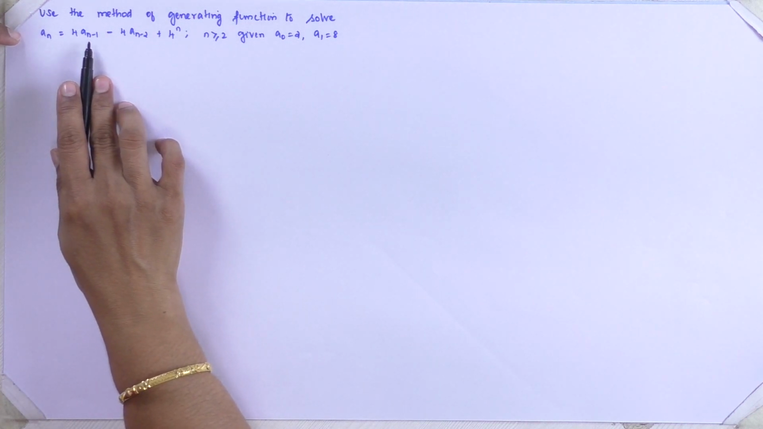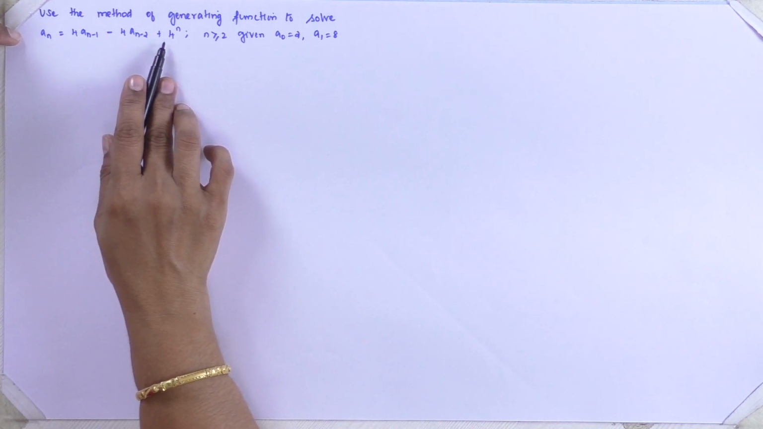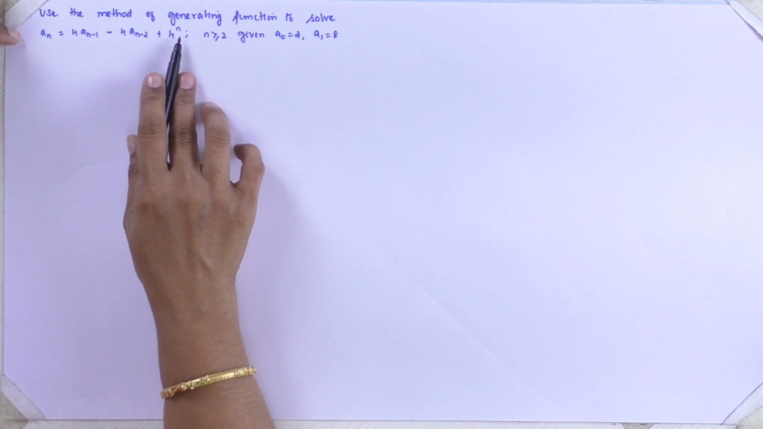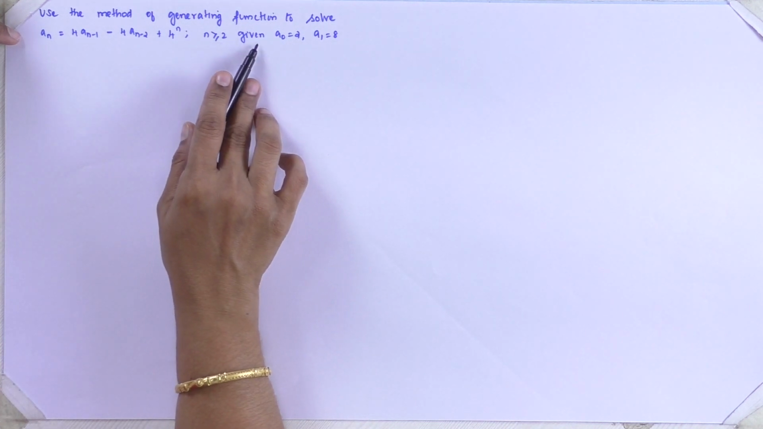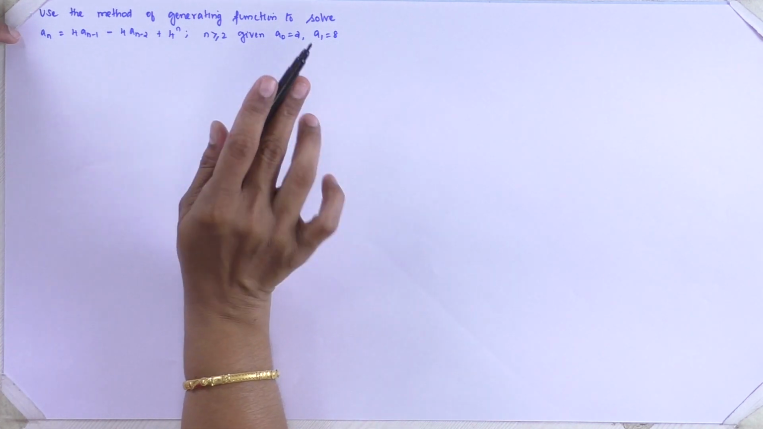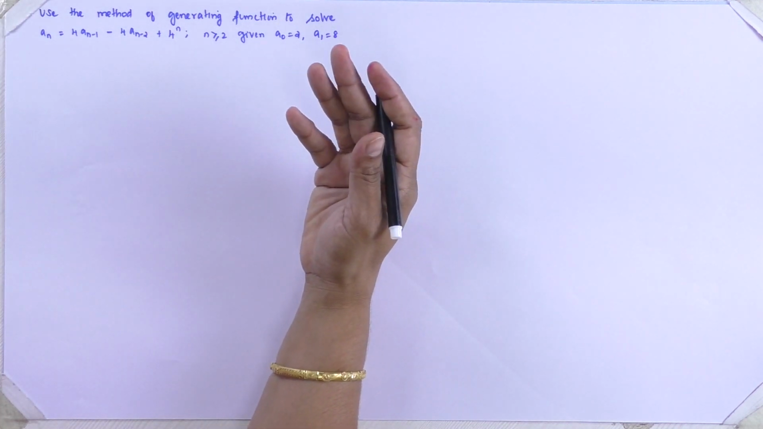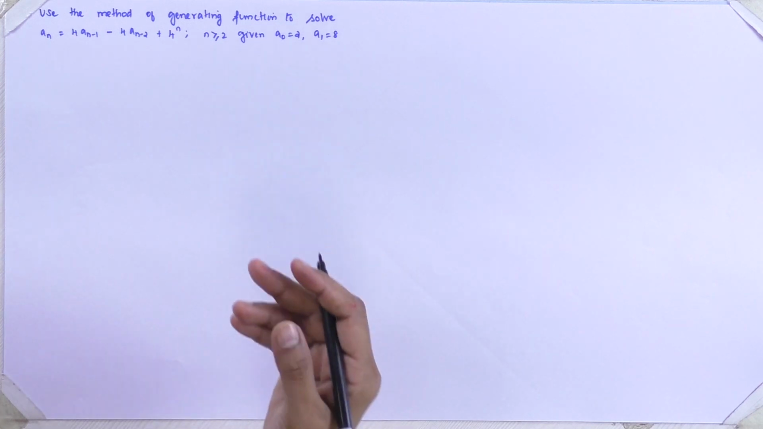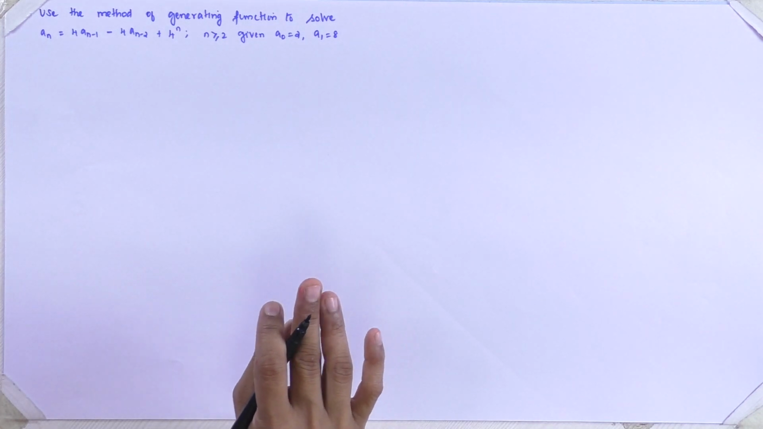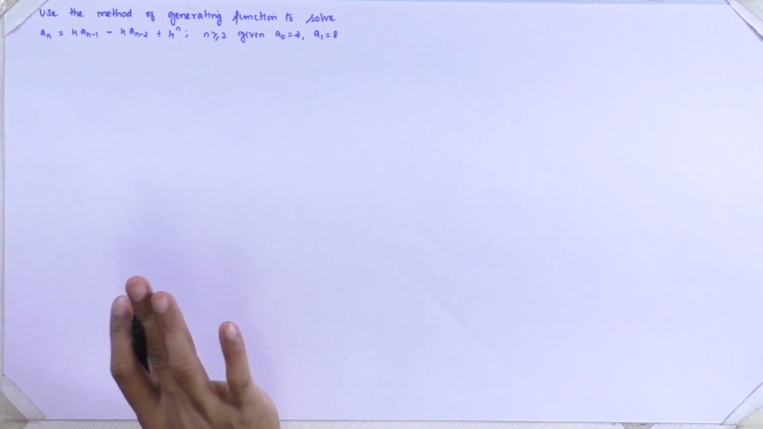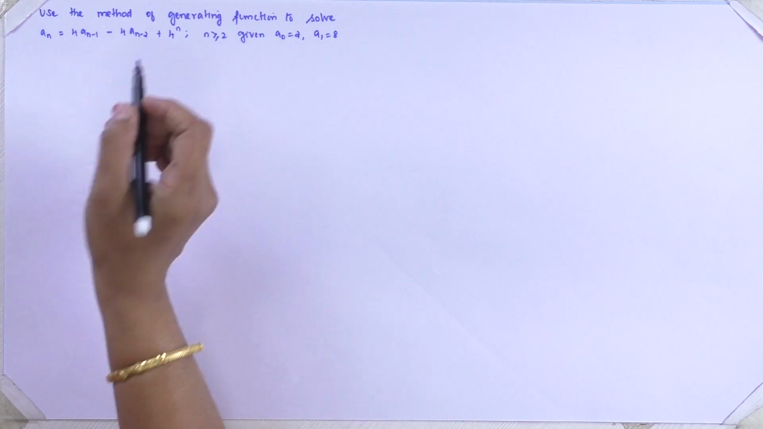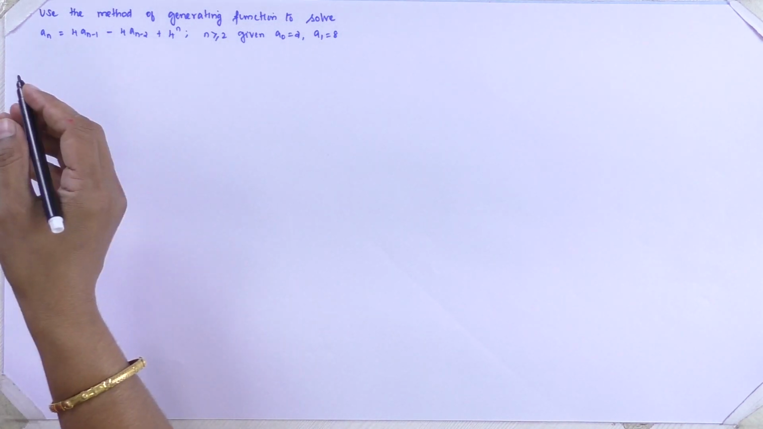Thank you. So, back again here, again using the generating function, we will solve a recurrence relation for an is equal to 4an minus 1 minus 4an minus 2 plus 4 power n for n greater than or equal to 2, given a0 is 2 and a1 is 8. So, in the previous problem, we had a linear homogeneous recurrence relation, and here it is a linear non-homogeneous.